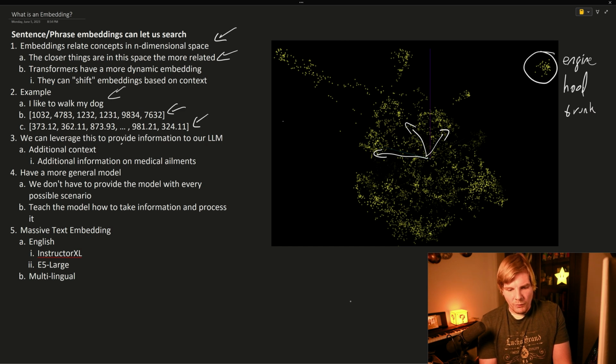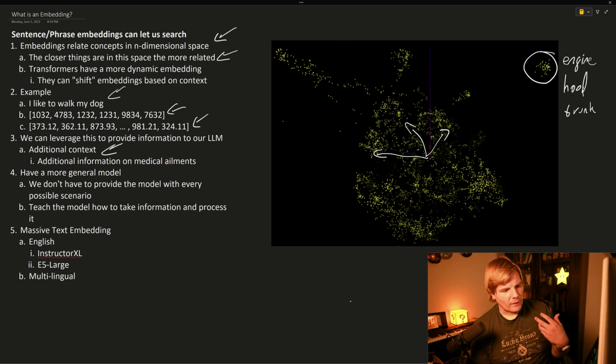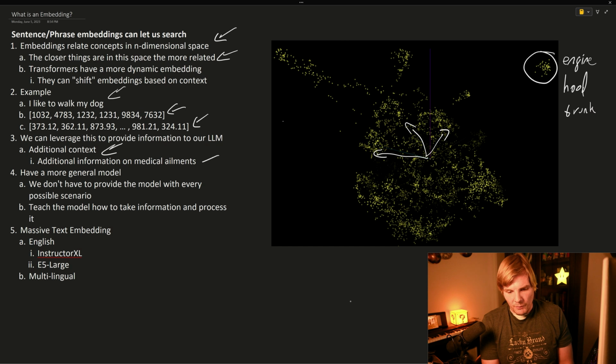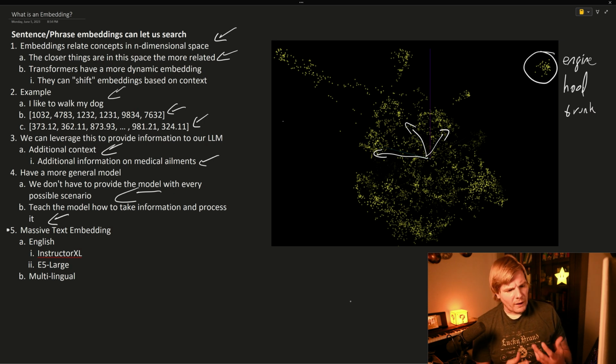But we can provide it with additional context. So in the medical ailments and appeals example, we could provide it with additional information on our medical ailments. This allows us to have a more general model, so we don't have to provide the model with every possible scenario. Instead, we can teach the model how to take information and process it. So what do we have that we could use? Well, there's English versions like Instructor XL and E5 Large, and then there's also multilingual ones, which we'll include in the description below. But now let's move on to how we could set up this pipeline and get it to work.